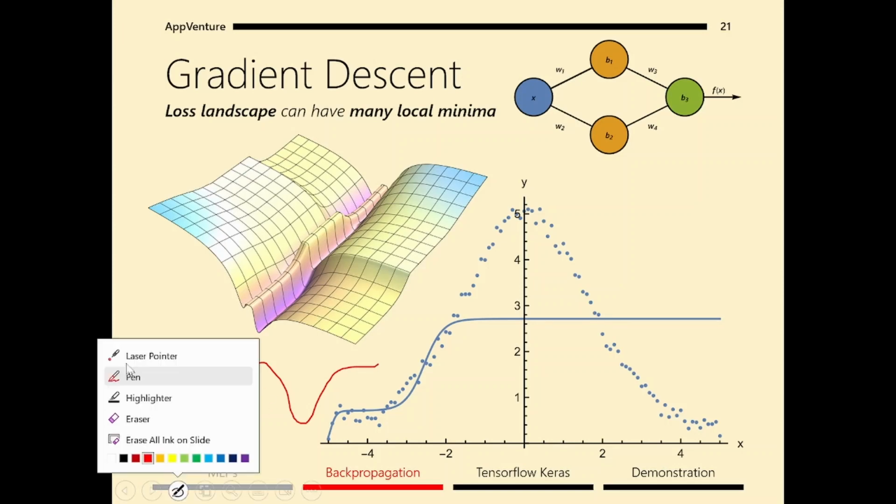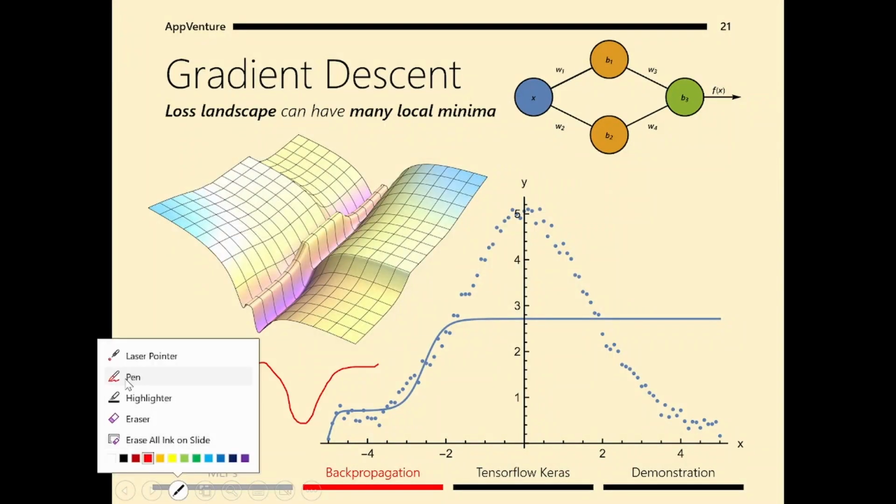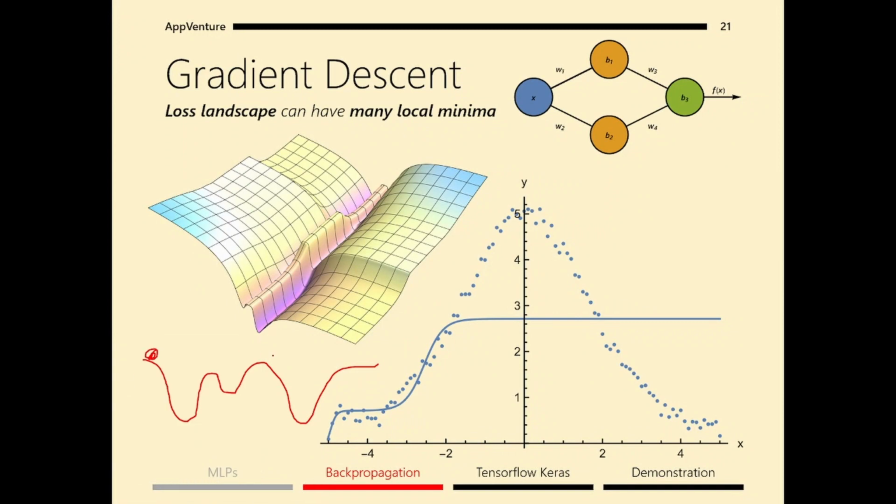So if the model, for example, starts here as compared to starting here, if it starts here, then it will go in like this, but if it starts here, then it will perhaps go here. This is suboptimal because this has a higher loss than this, and this is what we don't really want. So there are a lot of methods that people have tried to develop to prevent the model from only going to the local minima.